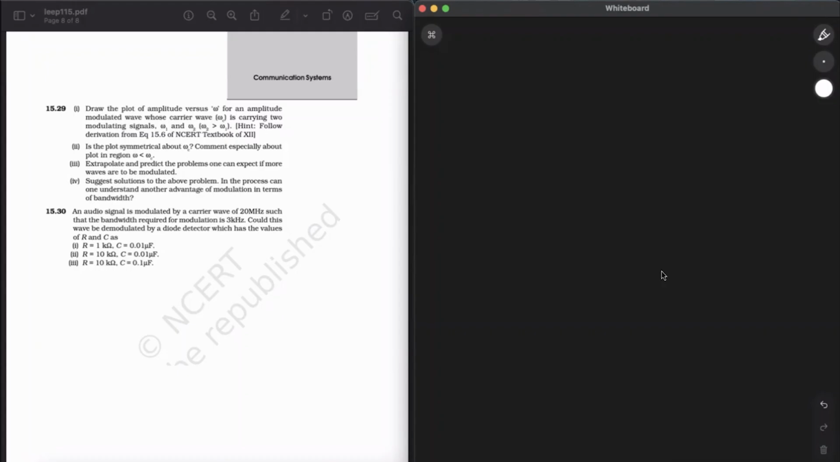Now suggest solutions to the above problem. Can one understand another advantage of modulating in terms of bandwidth? So increasing bandwidth around omega c to accommodate more signals, that will be helpful. Now this shows that large carrier frequencies are able to carry more info, more omega m, which will in turn increase the bandwidth. So if you increase the bandwidth, then you will be able to transport more signals.